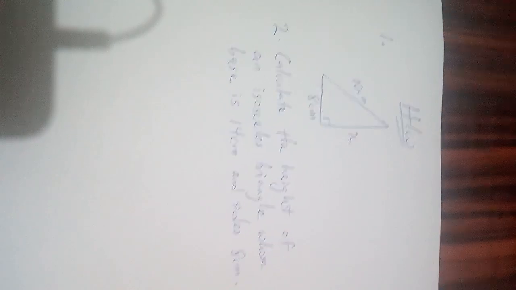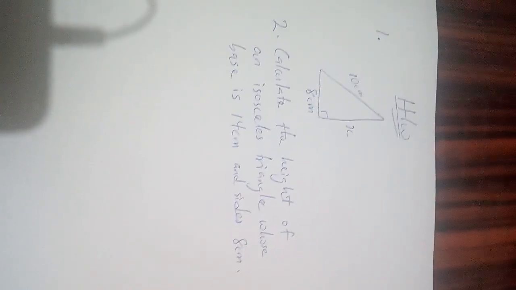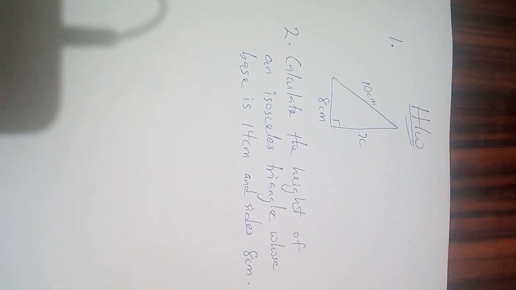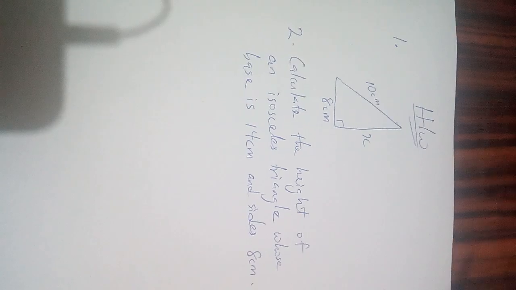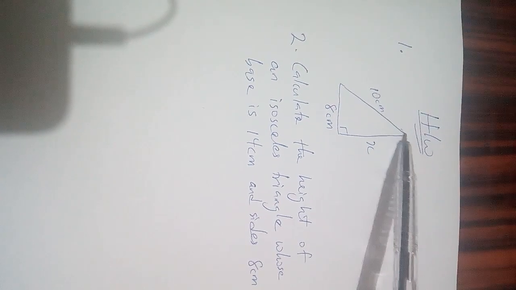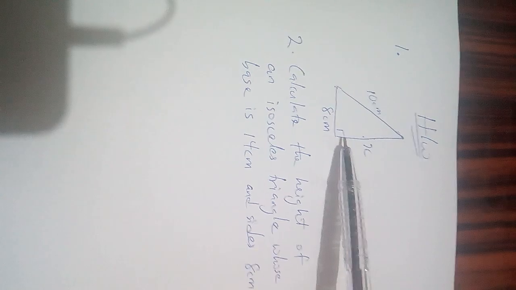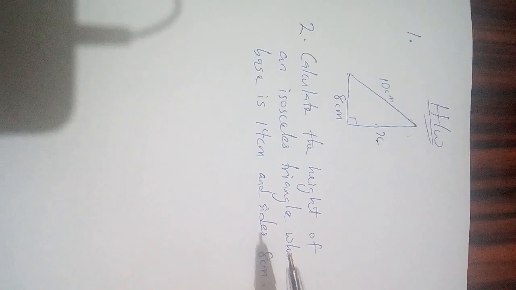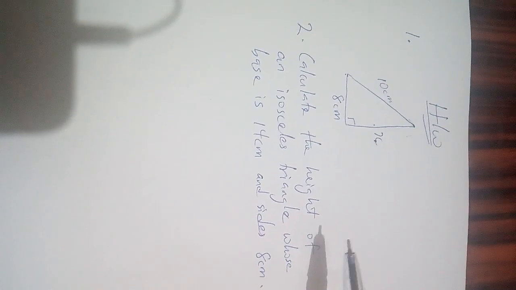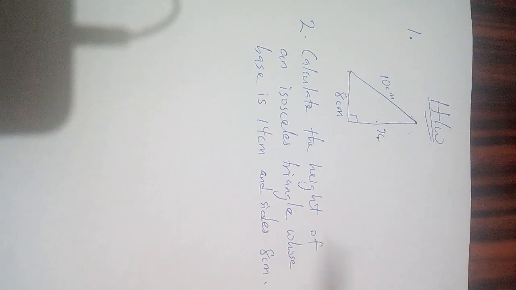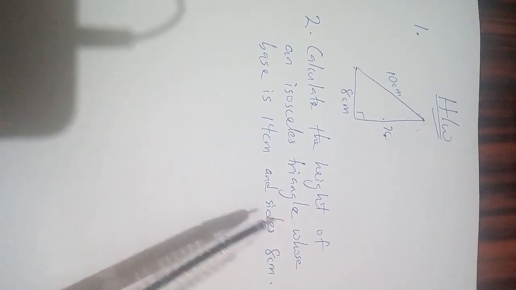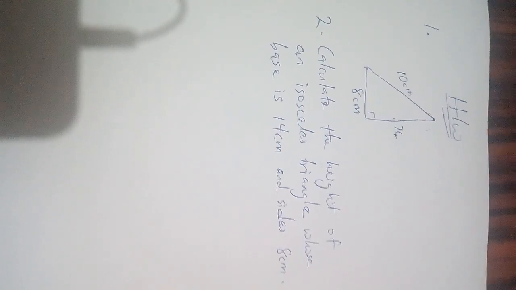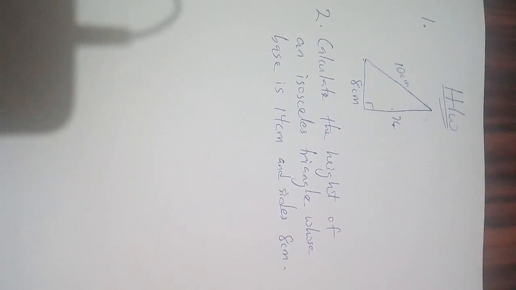So this is your homework. I want you to try out. You can submit in our WhatsApp page, or you paste your answer in the comment section. All right, so this is homework 1. We've been given this right angle triangle. Find x. Find this side, x. Number 2, calculate the height of an isosceles triangle whose base is 14 cm and side 8 cm. So solve that and submit in our WhatsApp page. Right? Good luck.